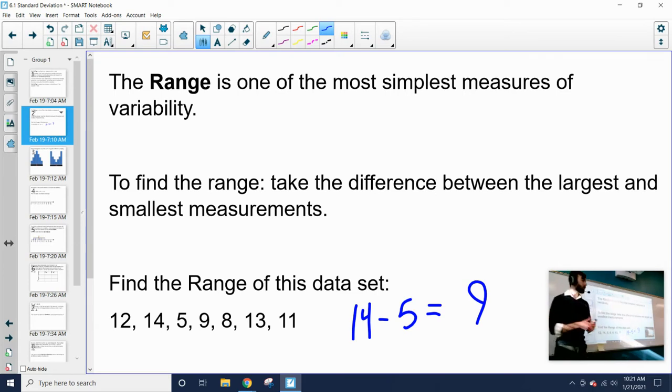Now that's good and all, but it's not the most effective way of measuring data, because it tells me my range is 9, but it doesn't tell me how widely spread the data is within that range. And if we have an outlier, we might have a huge number that's going to throw off the data as well.